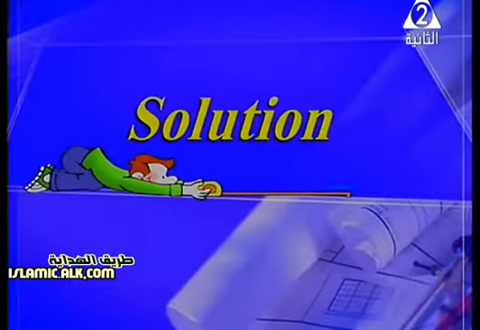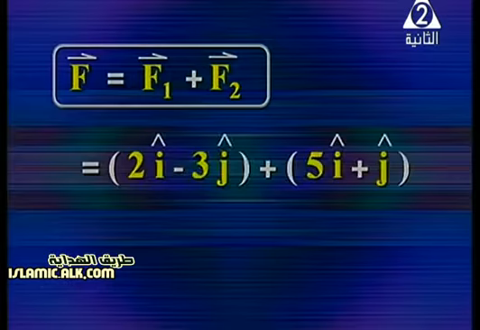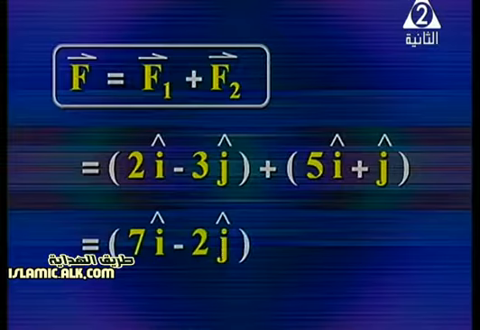Solution: Dear student, we have the resultant of the two forces, F1 and F2. At first, we find the resultant of the two forces, which equals the sum of the two forces: 2i minus 3j plus 5i plus j. Then the force is 7i minus 2j. This is the resultant of the two forces, 7i minus 2j.